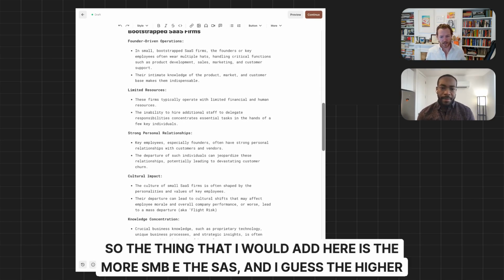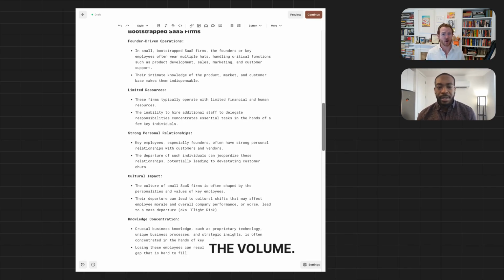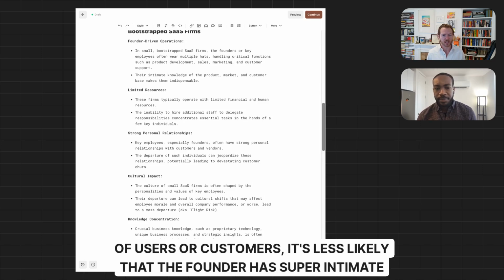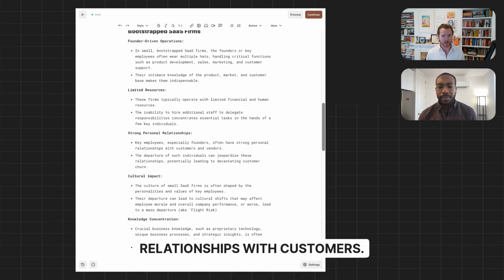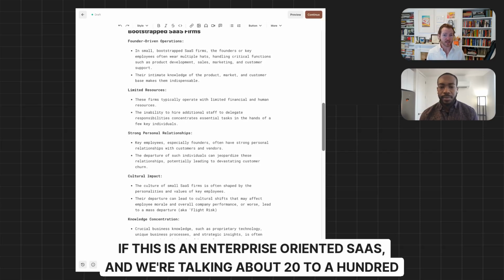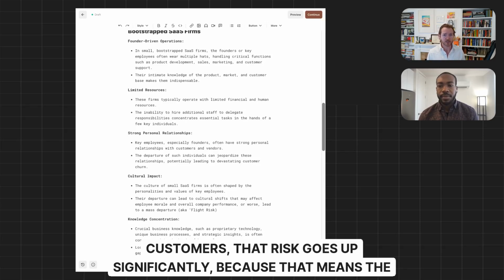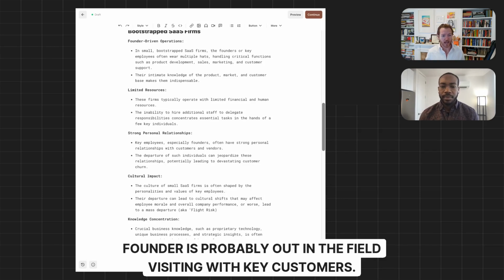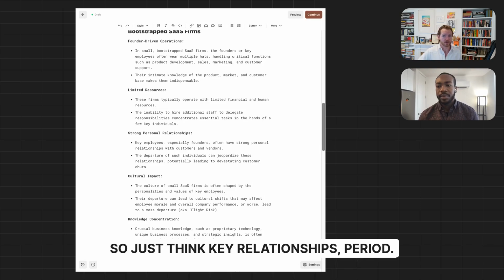The thing that I would add here is, the more SMB the SaaS, and the higher the volume of users or customers, the less likely it is that the founder has super intimate relationships with customers. If this is an enterprise-oriented SaaS and we're talking about 20 to 100 customers, that risk goes up significantly, because the founder's probably out in the field visiting with key customers. And the same can be said for vendors. So just think key relationships, period.